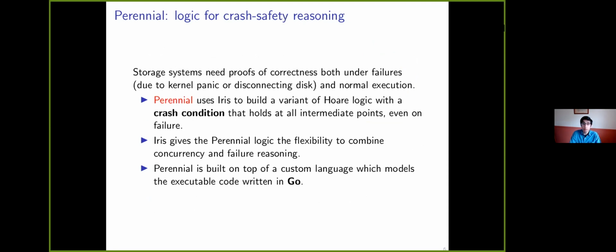And what we did in Perennial is we used Iris to build a variant of Hoare logic that has not just a postcondition, but also a crash condition, which holds at all intermediate points while executing a function of interest, even on failure. So this variant of Hoare logic, which we developed, gives the Perennial logic the flexibility to combine concurrency and failure reasoning. So we use Iris for the concurrency aspects, and we extended the logic with failure reasoning. And Perennial was an example of a project that does use a custom language in order to reason about executable code written in Go.